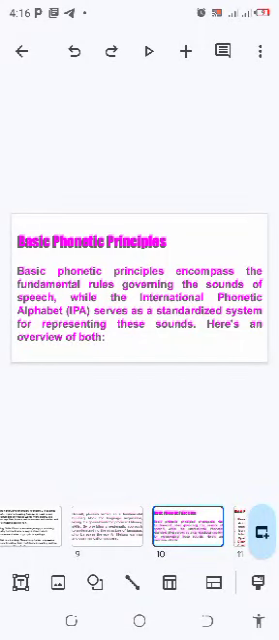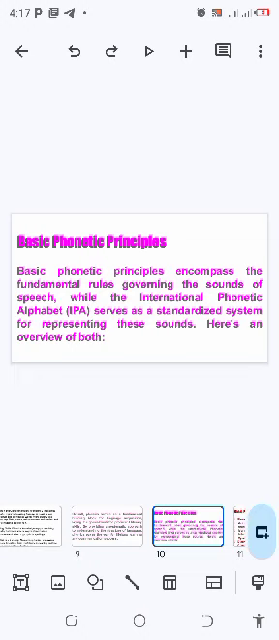All right, let's quickly go to the basic phonetic principles. What are the basic principles in phonetics after we have learned to introduce ourselves to phonics? The basic phonetic principles are everything that can be part of the fundamental rules. So you see that the basic phonetic principles encompass fundamental rules governing the sounds of speech. All rules. It includes all rules that have to do with the sounds of speech.